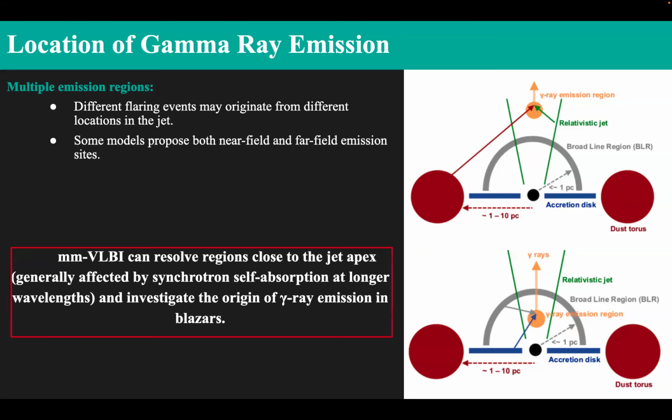We have a scenario that suggests that there are multiple emission regions, which means that the photons come from both far away from the black hole and near the black hole. VLBI can help us resolve these regions close to the jet apex, and this is because we can create radio maps of the source with very high resolutions, and can help us investigate the origin of the gamma rays.